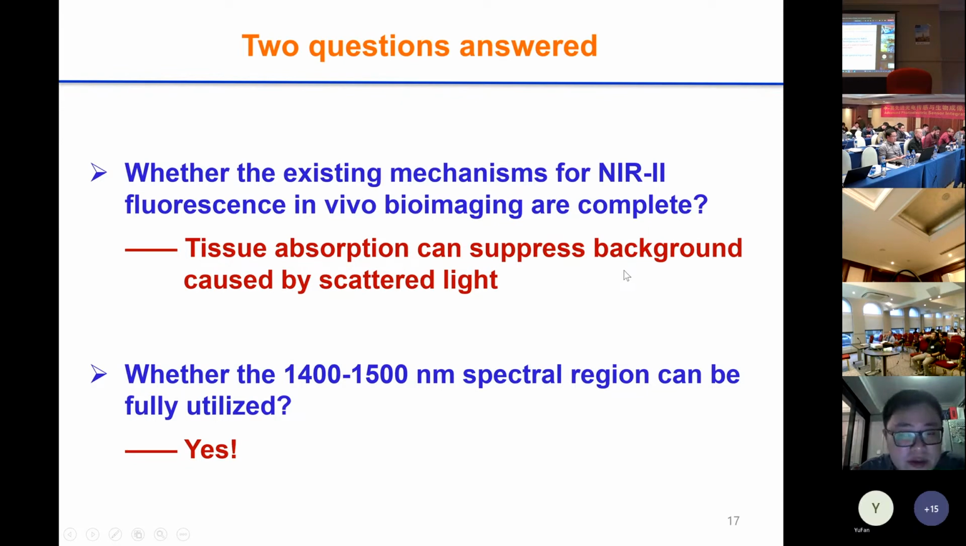in vivo bioimaging. Okay, in vivo or in the tissue bioimaging. So that's the most important reason why the NIR-II fluorescence in vivo bioimaging can have better performance compared to the traditional fluorescence bioimaging. This is the first conclusion. And the second, of course, this window, 1400 nanometer to 1500 nanometer, can be fully utilized because here, although the water absorption is very huge, it can also help us to suppress the background to a certain extent.